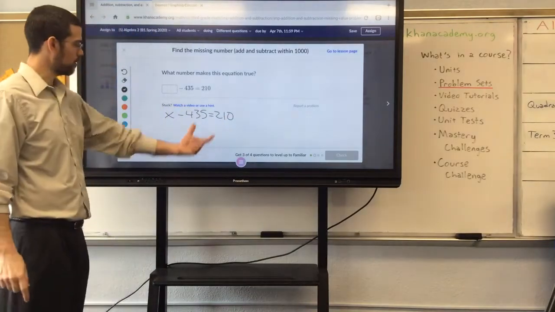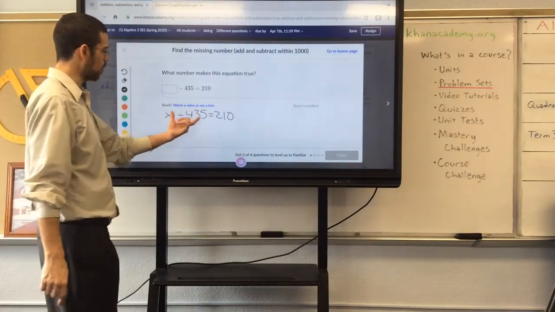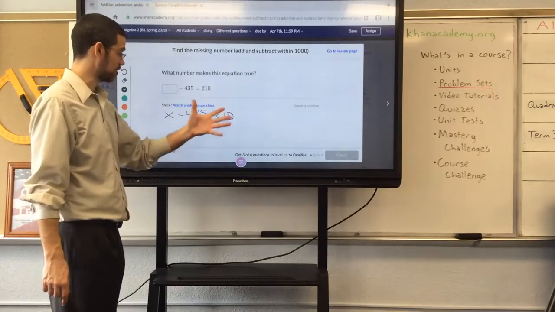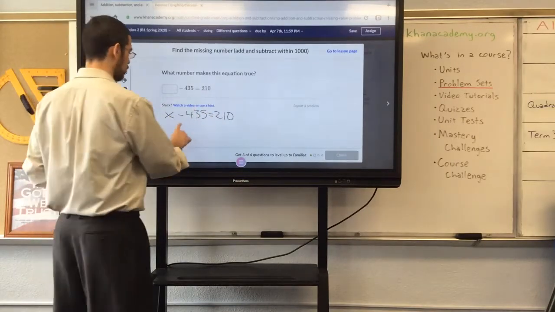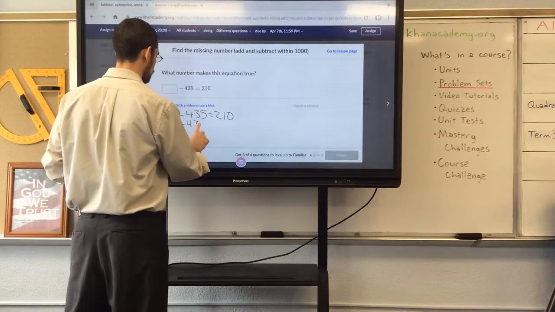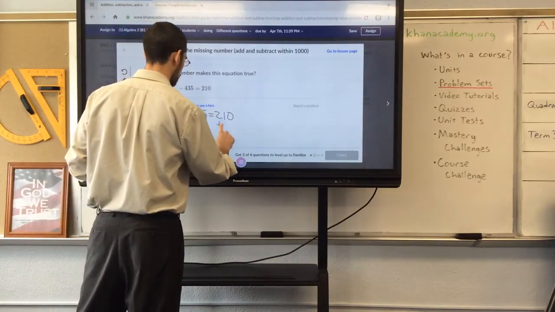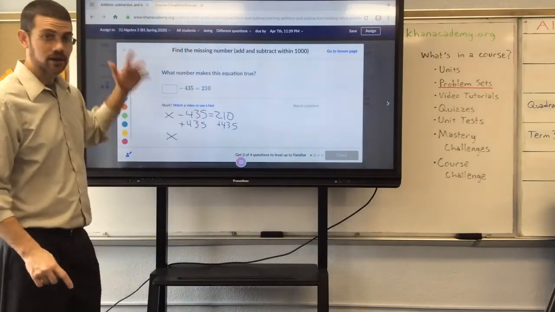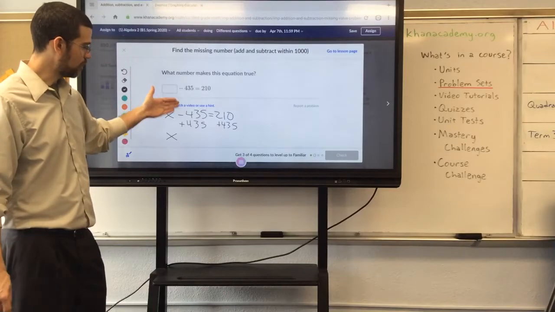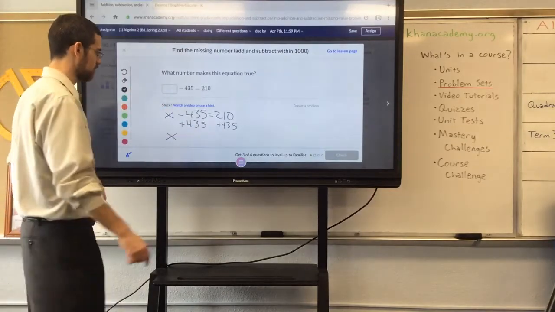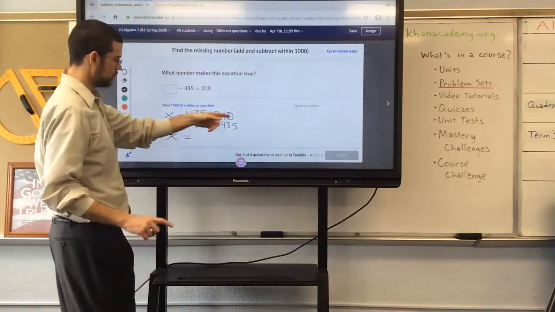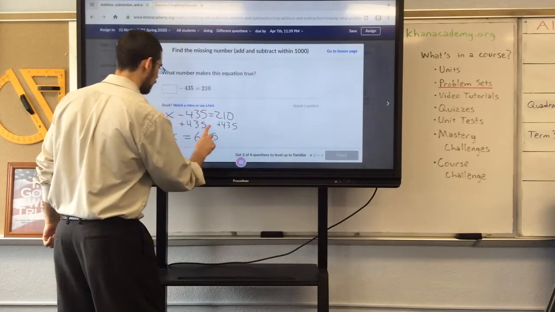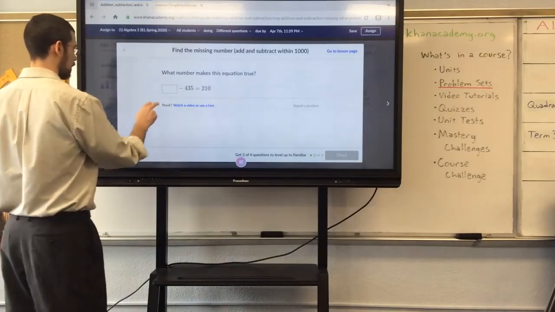All right, so here's my equation. I want to solve for x. Well, I don't want subtracting 435 on this side of the equation. I want to get rid of that, so x is alone. So if I add 435 to both sides of the equation, I get x plus nothing, right? Negative 435 plus itself gives us 0, and then we have 210 plus 435 is 645, and that's my answer. So I'll enter that.